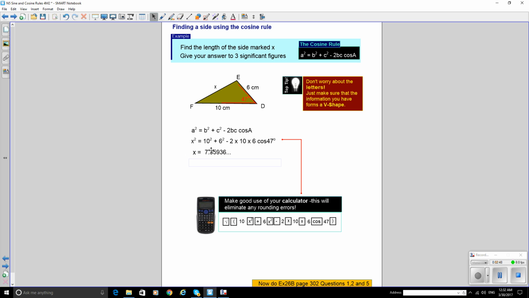Remember, at National 5, you need to give the unrounded answer to a few decimal places, and then you need to give the rounded answer. So back to the question, it says give your answer to 3 significant figures. So we need to round this to 3 significant figures, which comes to 7.36 centimetres.